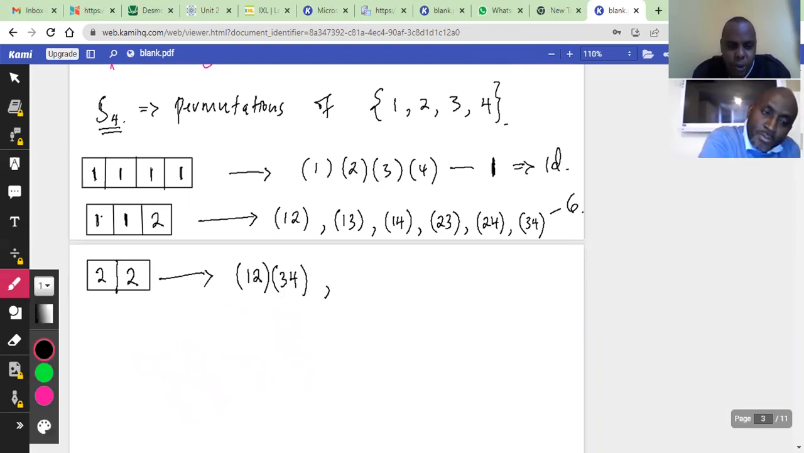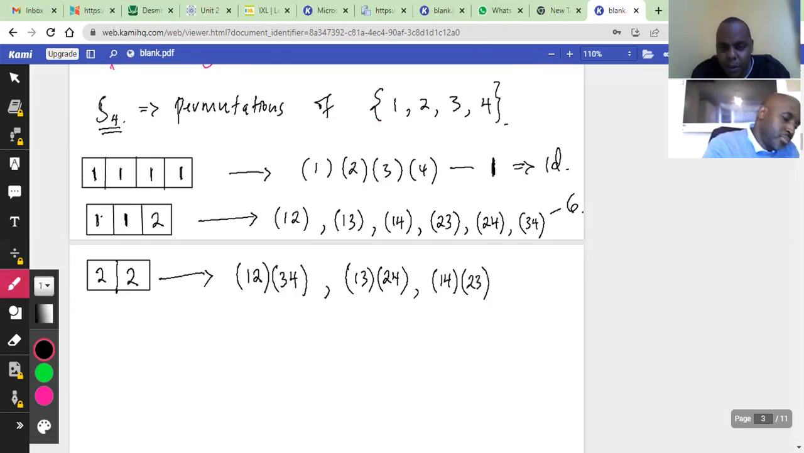I could also do 1, 3, 2, 4. And then I could also do 1, 4, 2, 3. And I'm going to have 3 of this. 3 elements.